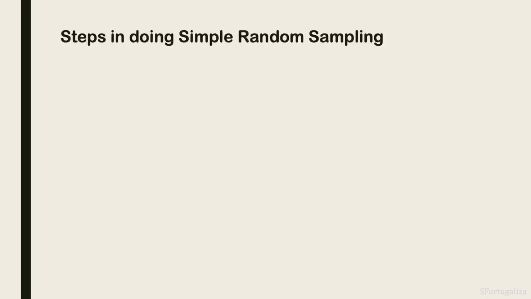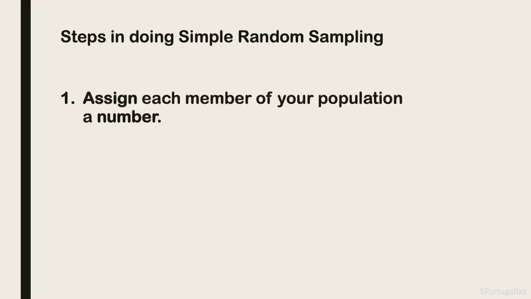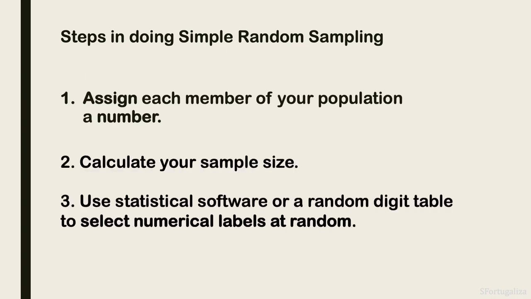Here are the steps in doing simple random sampling. Number 1. Assign each member of your population a number. Number 2. Calculate your sample size. Number 3. Use statistical software or a random digit table to select numerical labels at random.